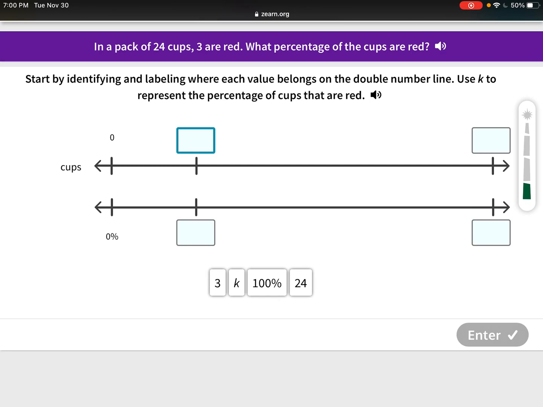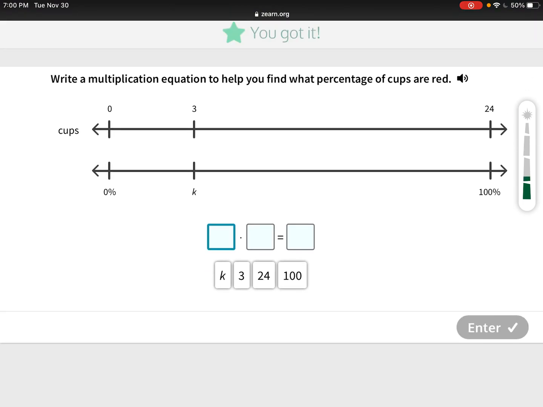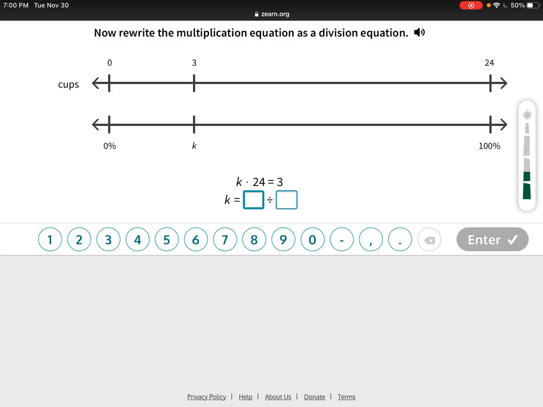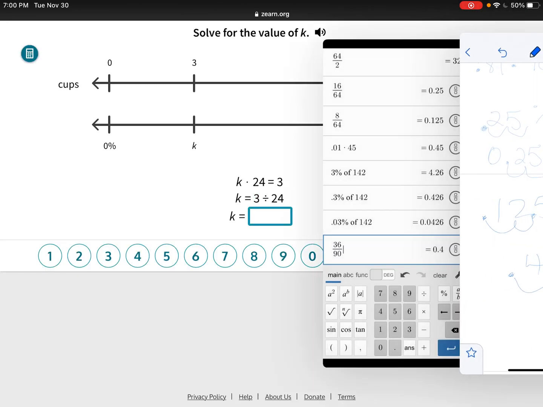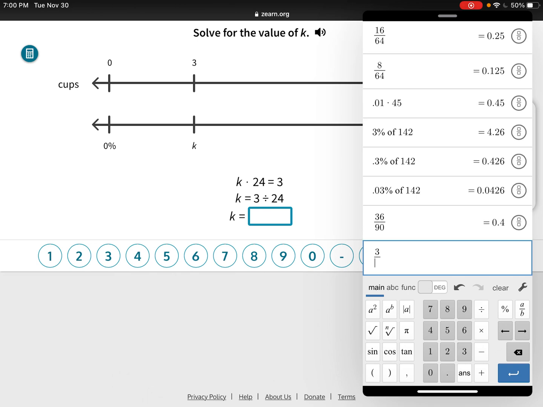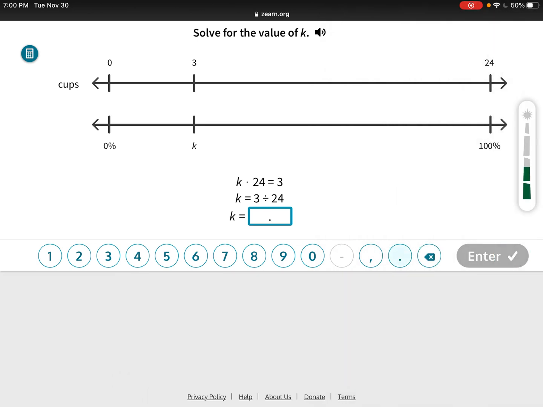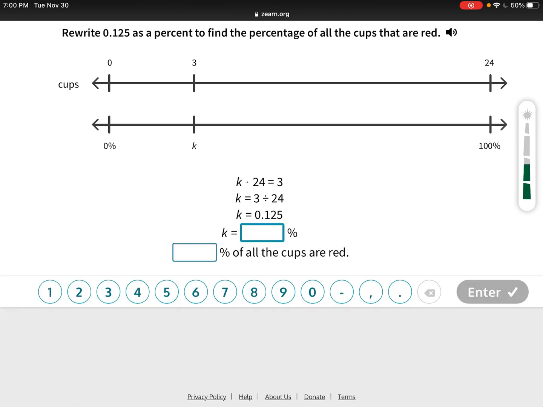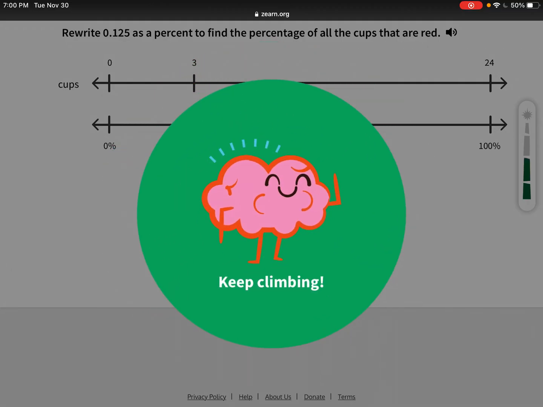Okay, so 24, part is 3. Don't know the percentage. So part of them are whole. Don't know this part, but we know it's out of 100%. So don't know the percent. The whole is 24, part equals 3. So we're going to take 3 and divide it by 24. Three divided by 24, 0.125. Guess what? We gotta make that a percent. So 2 places to the right, 12.5.